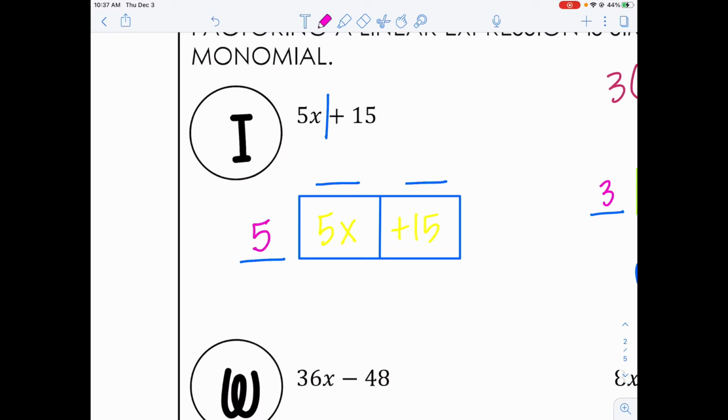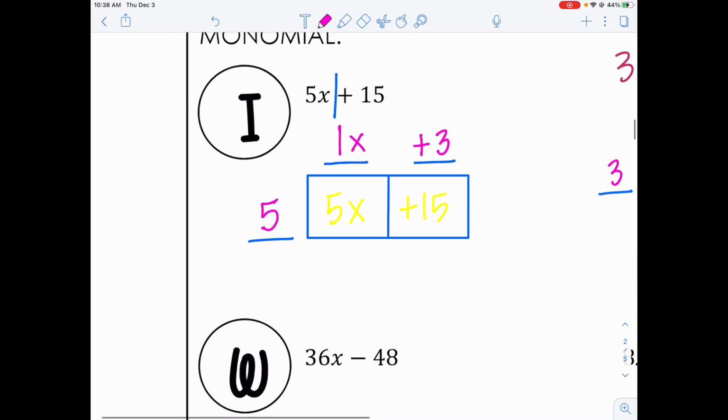Or excuse me, goes in the front of the boxes. Now, to get what goes on top of the boxes, I need to do division to get those terms. So 5x divided by 5 leaves me with 1x, or I could just write x. A positive 15 divided by 5 is a positive 3.